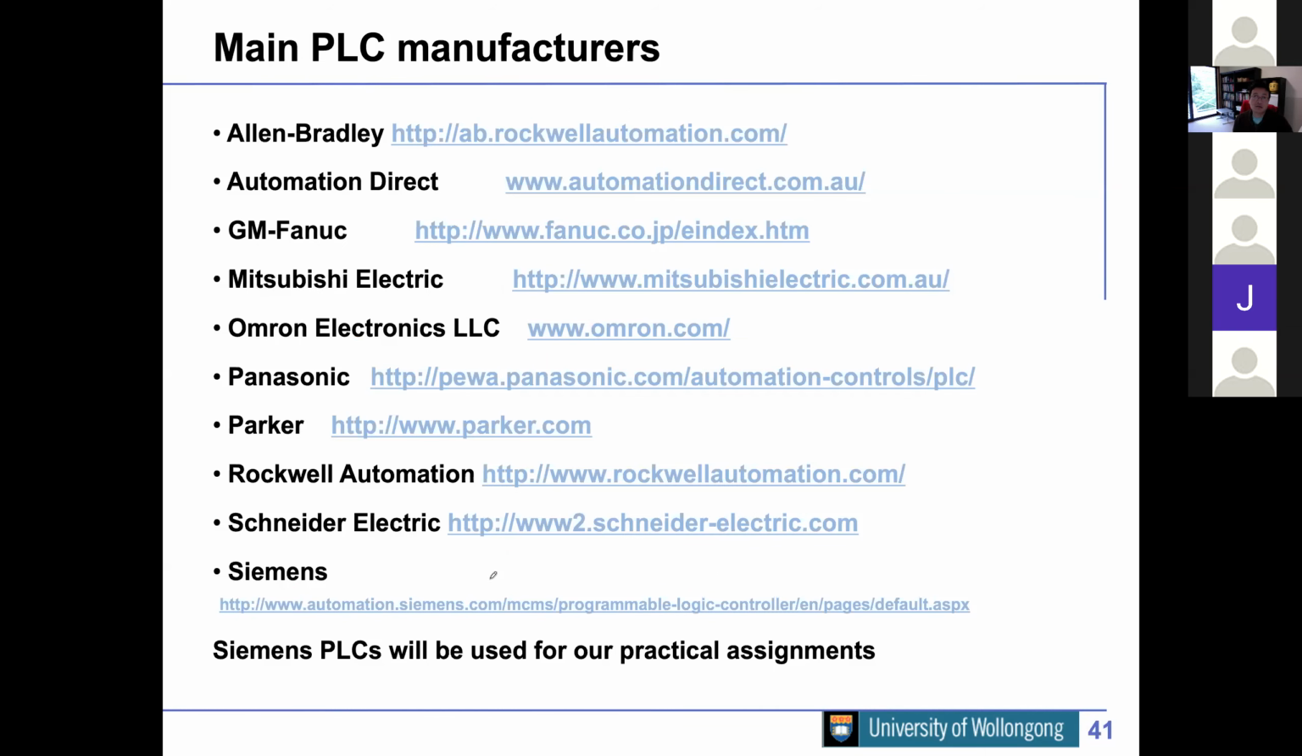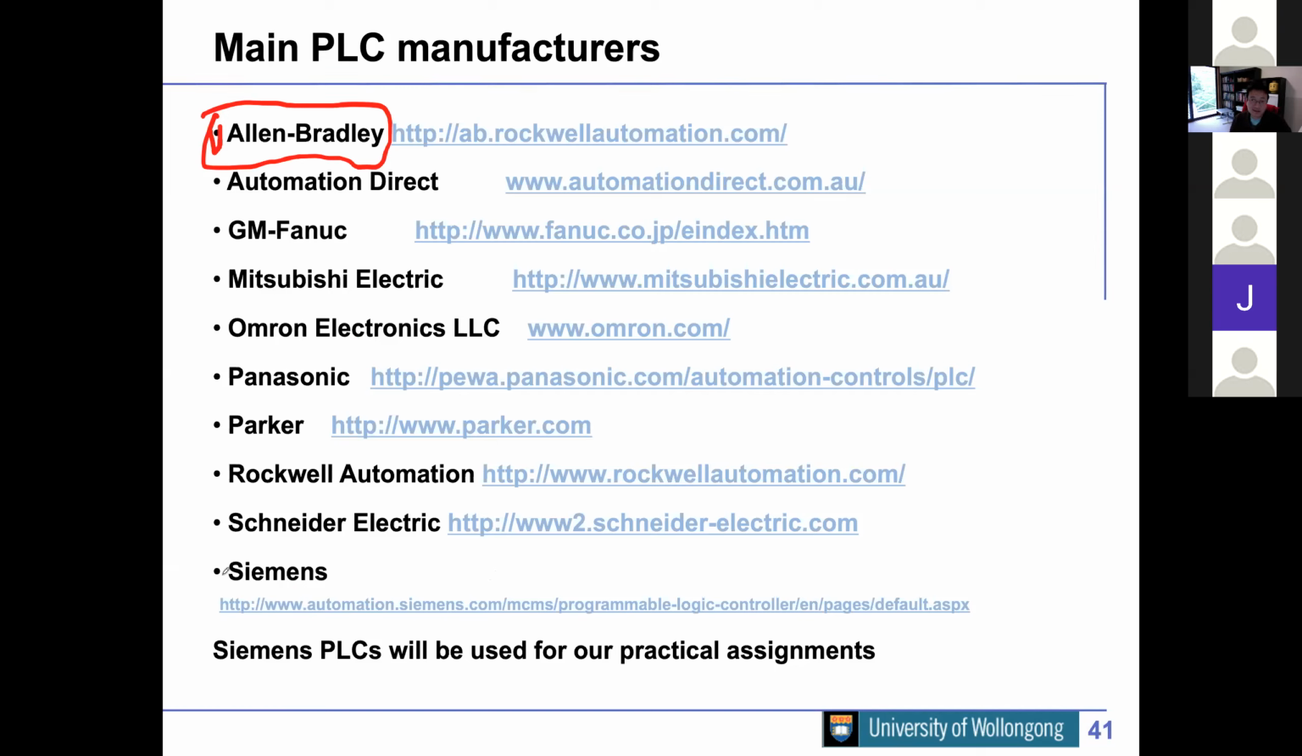And the most common one, I would say, is Allen Bradley. This is the one we're going to study in the subject, week 1 to week 5. All the problems are based on Allen Bradley. All these PLCs use a very similar way of programming, and many of the grammar are the same. However, they all have slightly different ways of doing things.